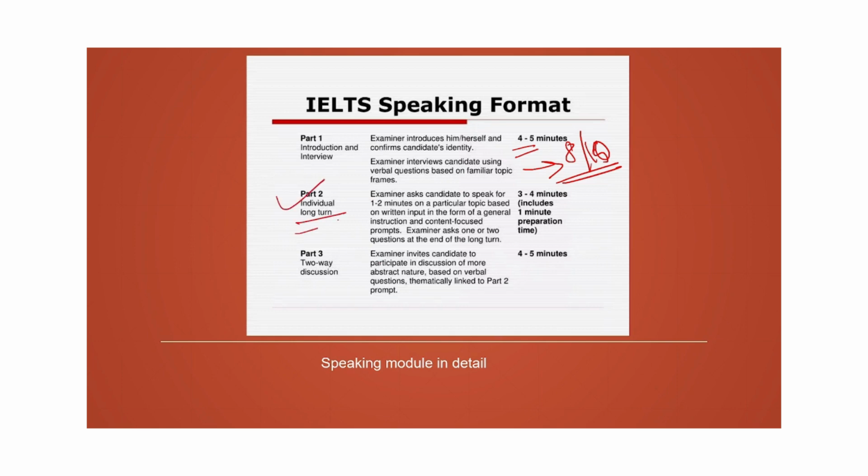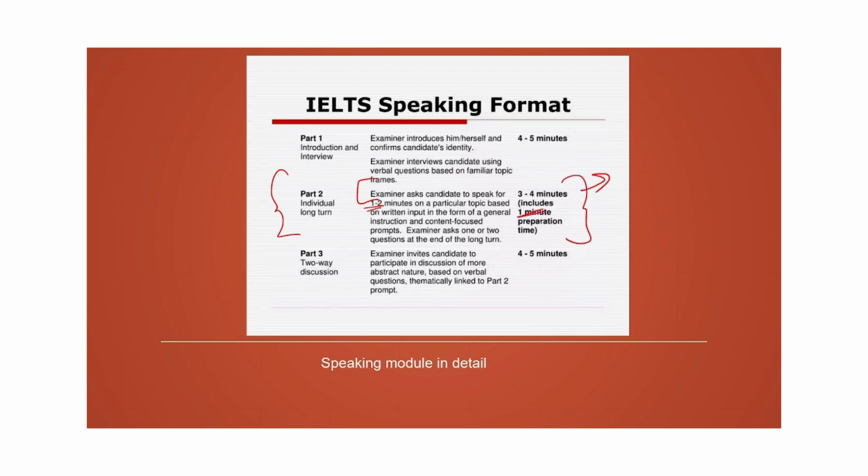Part 2 is very well known to people because it's an individual long turn, also known as the cue card. One of my favorites, because I really love to speak a lot and I can speak about anything. So I really like this one, and I know the examiner will give you 1 to 2 minutes for preparing for the topic. What do I mean by this?